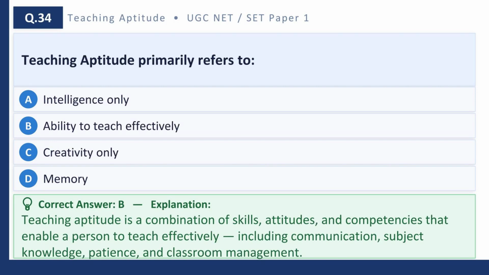Teaching aptitude is much more than just basic intelligence or memory. It primarily refers to the ability to teach effectively by combining various skills, attitudes, and competencies. This includes everything from subject expertise and communication skills to patience and the ability to manage a classroom. It is the capacity to facilitate learning in others.